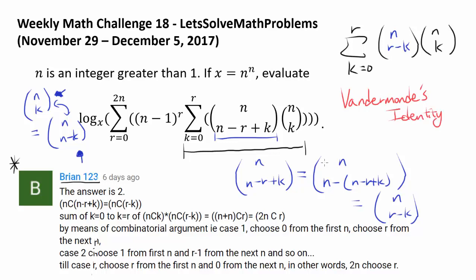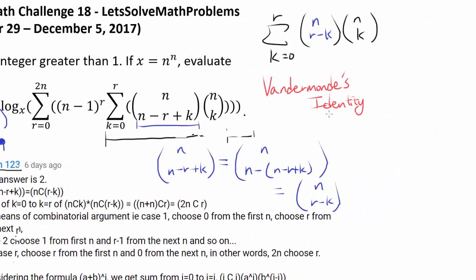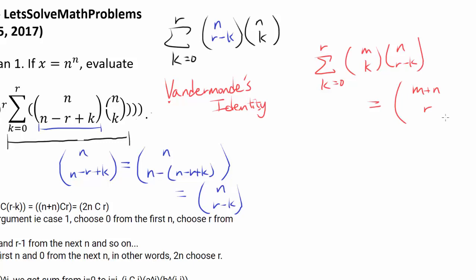Vandermonde's identity tells you that the summation from k equals 0 to some r of m choose k times n choose r minus k is equal to m plus n choose r.